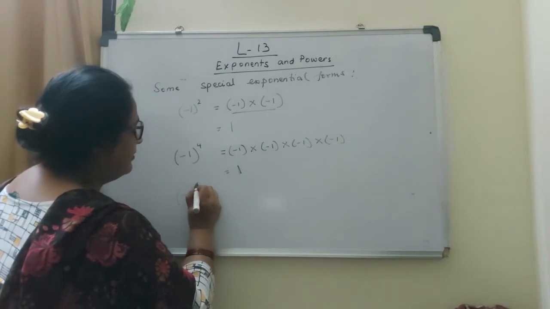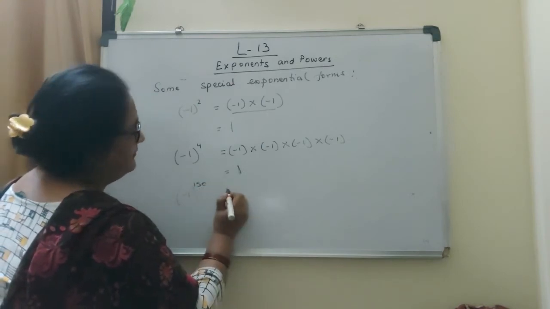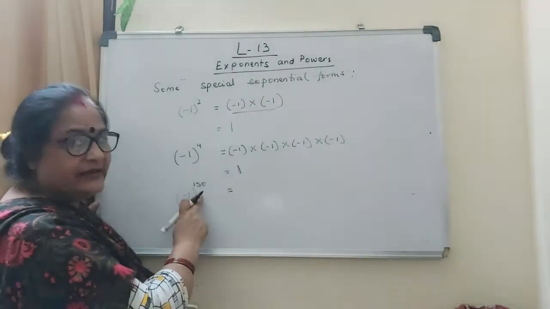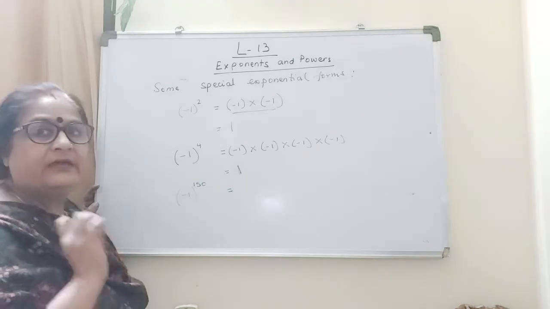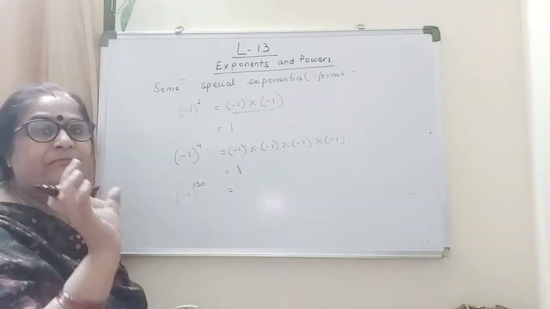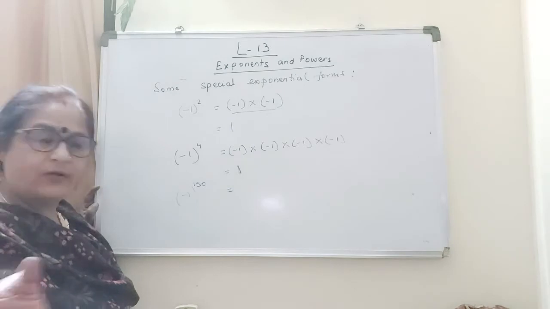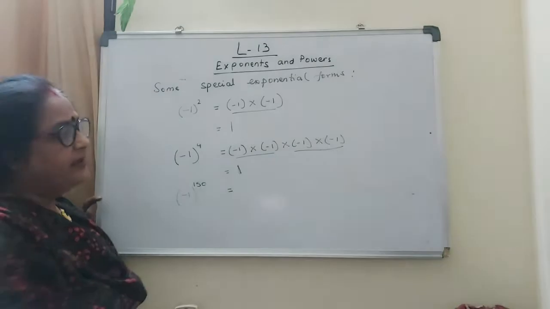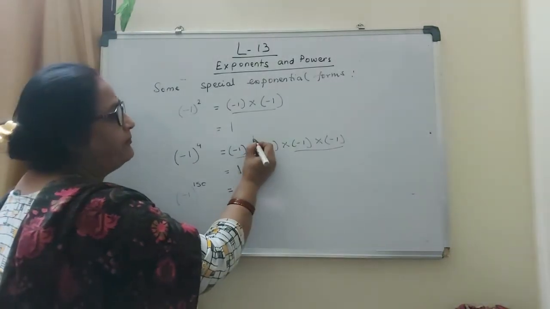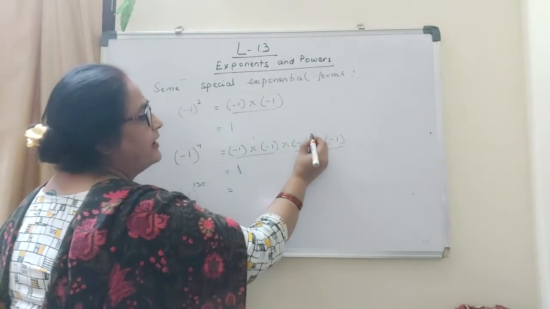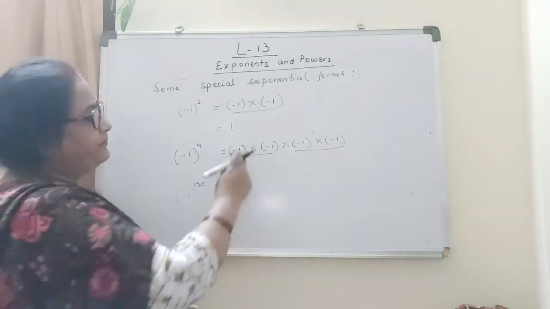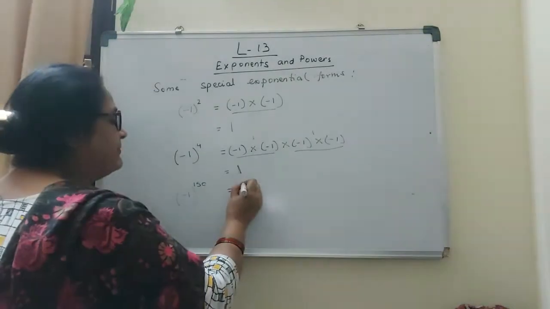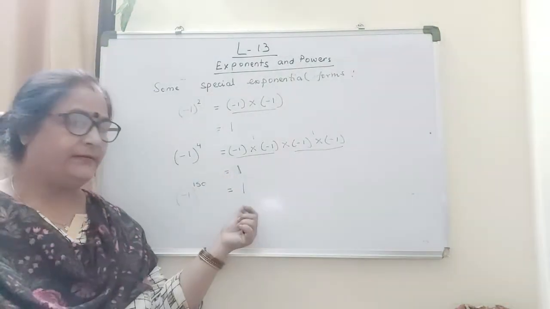Similarly, even if I take minus 1 raised to the power of, say, 150. 150 is an even number. If it is an even number, you will get pairs of 1. Every pair of 1 will give you a positive 1. So if they form complete pairs, then my answer here will be 1.